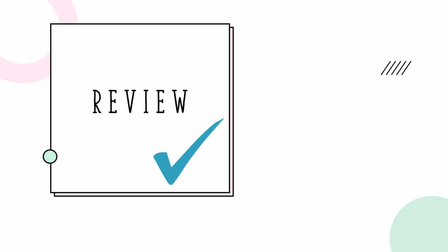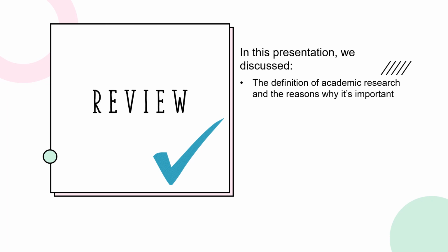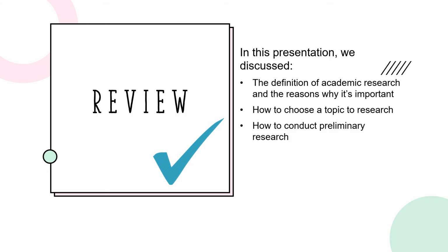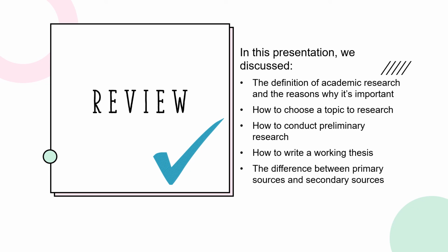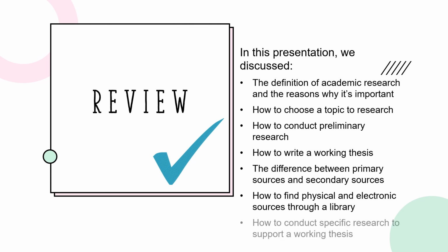Let's review. In this presentation, we discussed the definition of academic research and the reasons why it's important, how to choose a topic to research, how to conduct preliminary research, how to write a working thesis, the difference between primary sources and secondary sources, how to find physical and electronic sources through a library, and how to conduct specific research to support a working thesis.